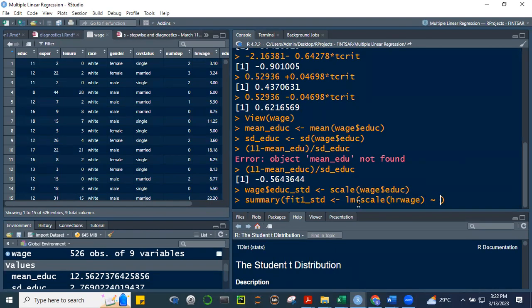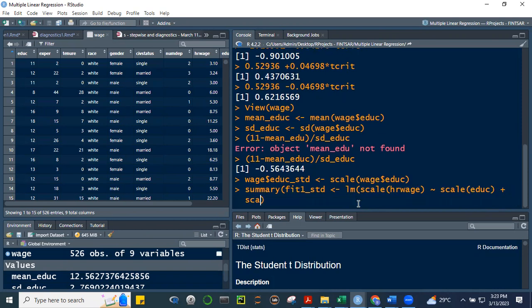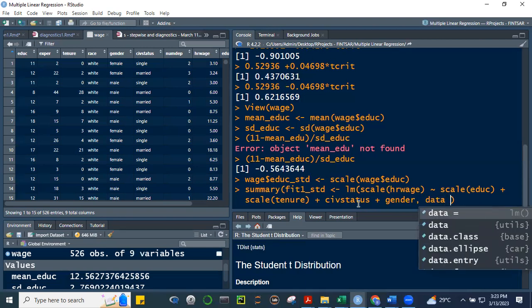Regress on scale, education. Let's just regress everything because we will need the standardized coefficients anyway, so that's tenure, plus civil status plus gender. They are factors. Although you can still scale that, let's just not scale for civil status and gender, and then data is equal to wage.